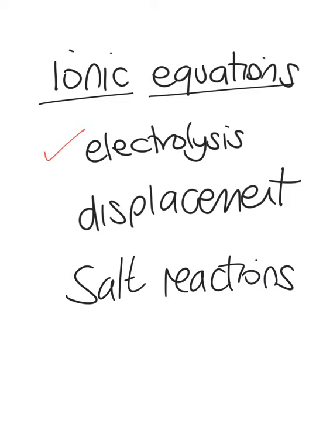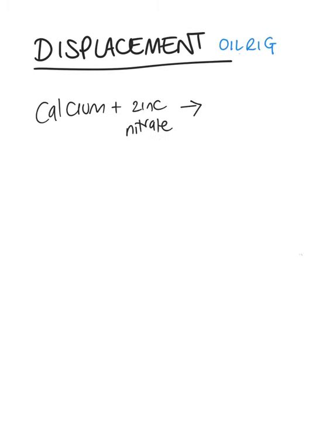Displacement is where you have a more reactive metal displacing another. Salt reactions are any of the salt reactions, so acids plus a metal, acids plus a base, and so on. Salt reactions can be turned into ionic equations. Ionic equations can be turned into half equations. Okay, so let's start with displacement.